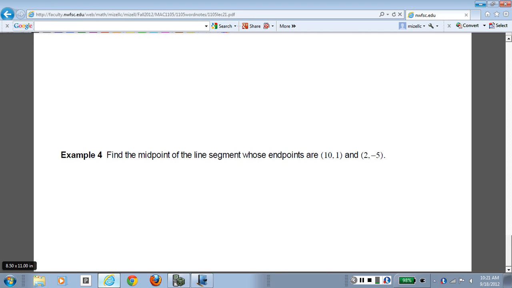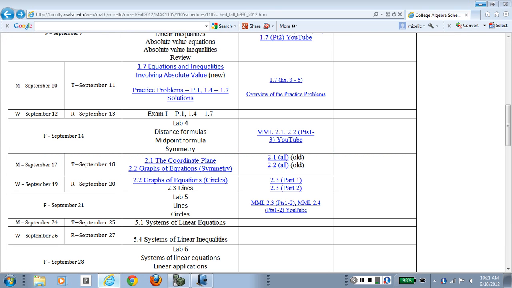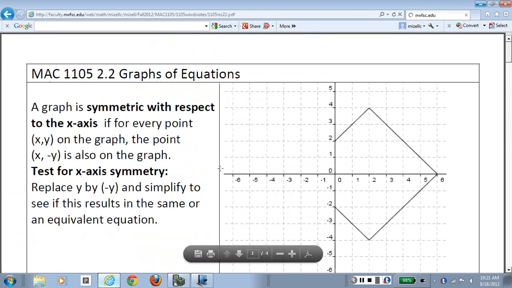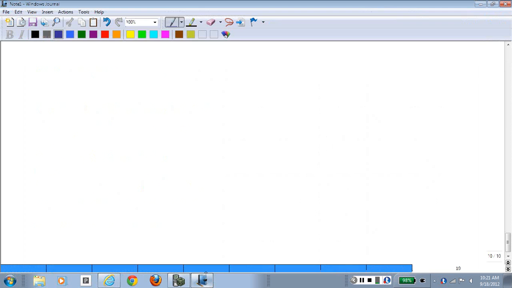In the remaining time, let's see what we can say about symmetry. Symmetry from section 2.2. Some beginning thoughts about symmetry in general, 2 basic types of symmetry, and then we'll try to apply that to the x-axis, the y-axis, and the origin. So 2.2, we will get to this picture in just a moment. Beginning with 2.2, graphs of equations.